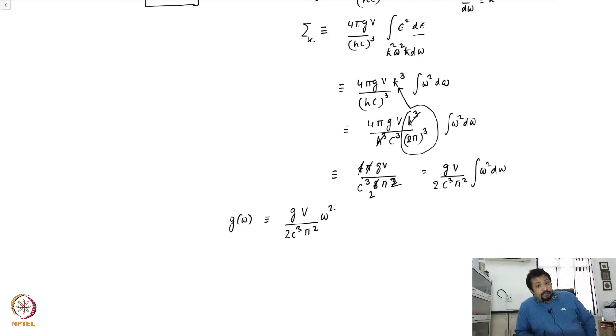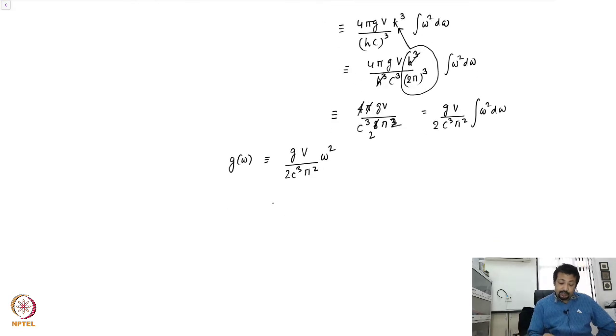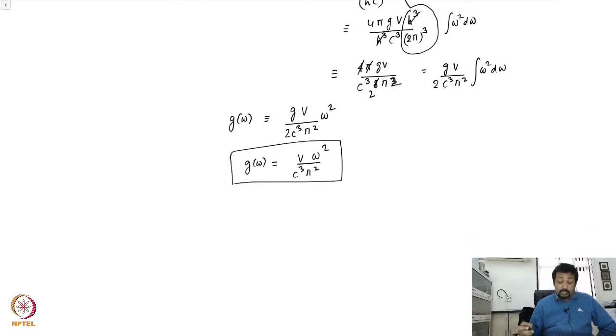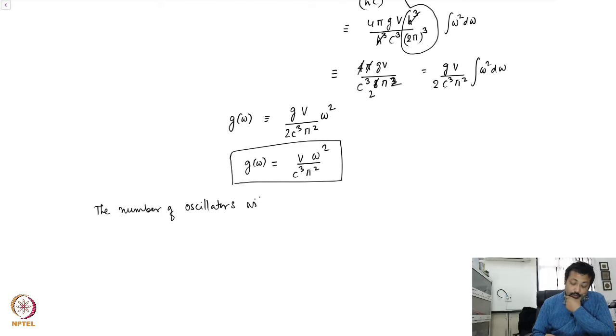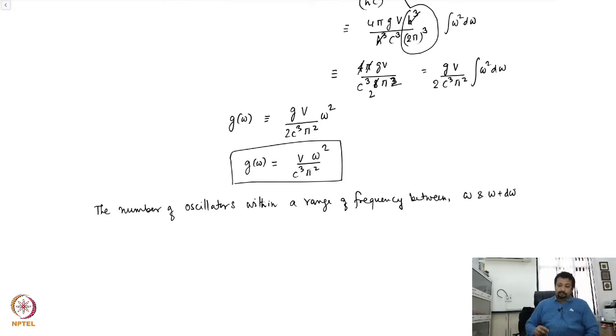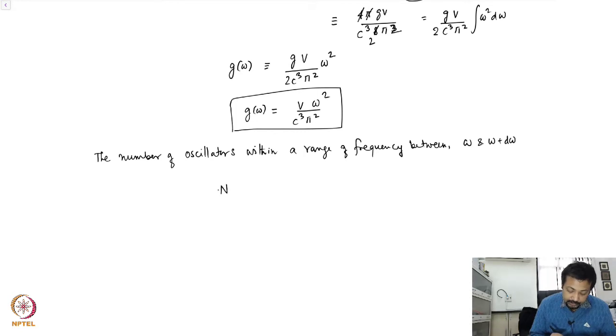Now for a photon, the degeneracy factor is 2. So that I can write down this as V omega^2 over c^3 pi^2, a very nice expression for this density of states, right? Therefore, it follows that the number of oscillators within a range of frequency between omega and omega plus d omega is going to be d n(omega), which is going to be the average of n(omega) g(omega) d omega.